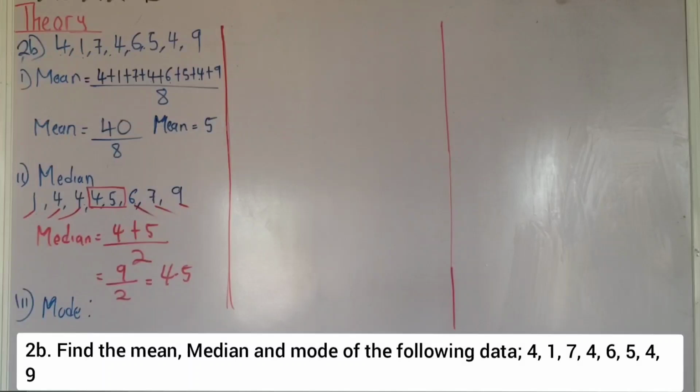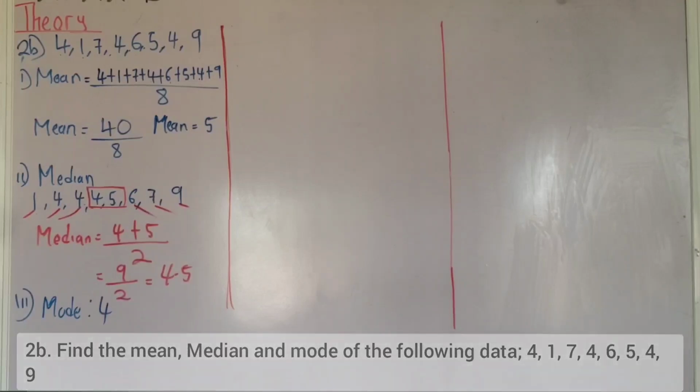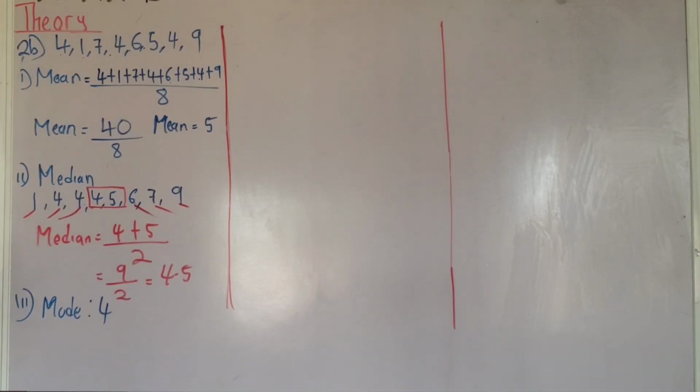So now the mode here will be what? It will be 4. Why? Because it is the number that is repeated most. The number that occurs most is 4. So the mode here is 4. So that is the solution to question 2b. Now, since we are done with question 2b, let us proceed to question 3.